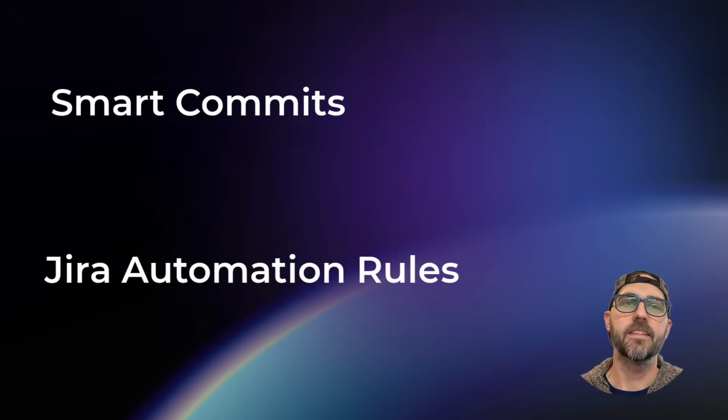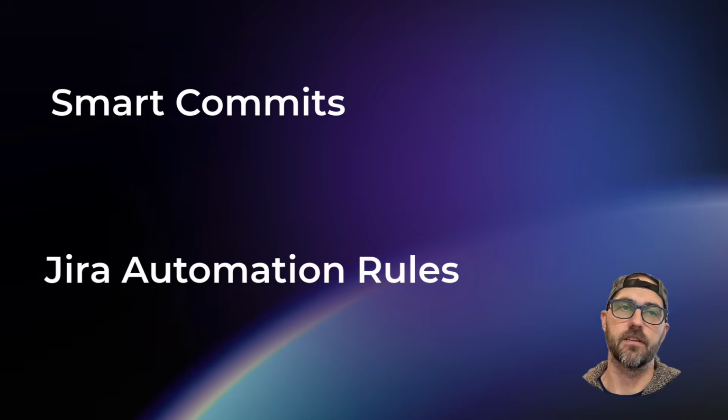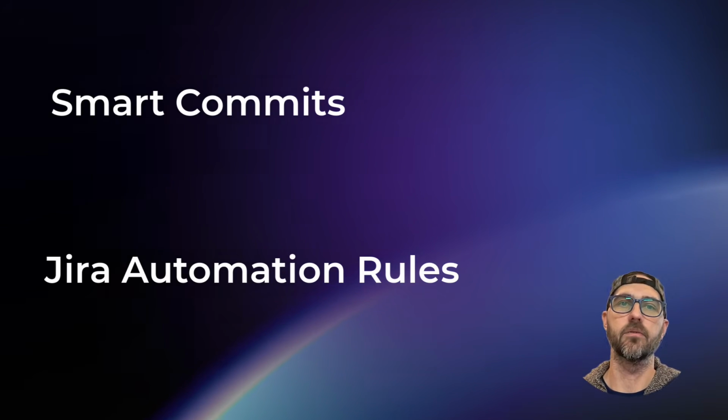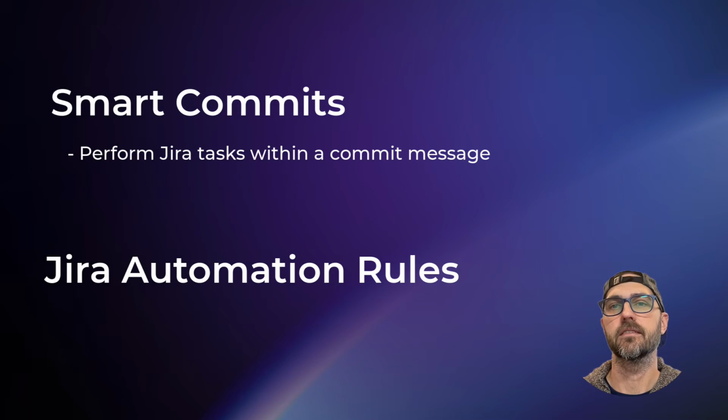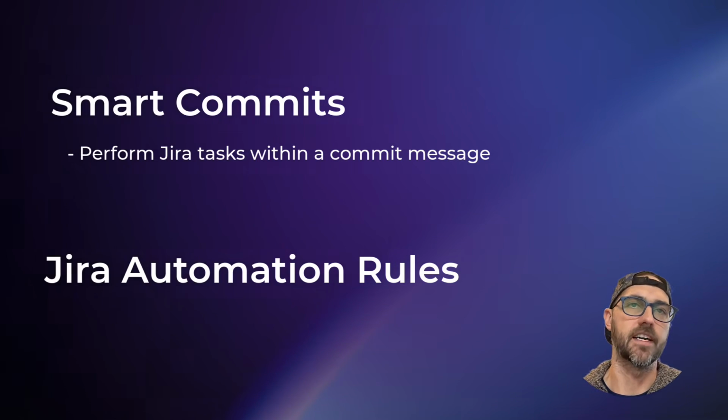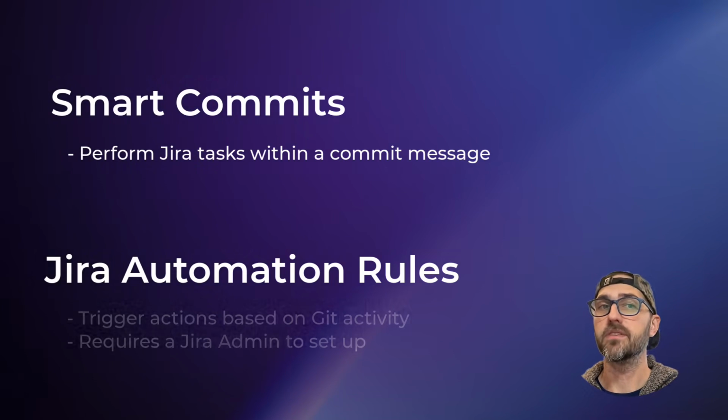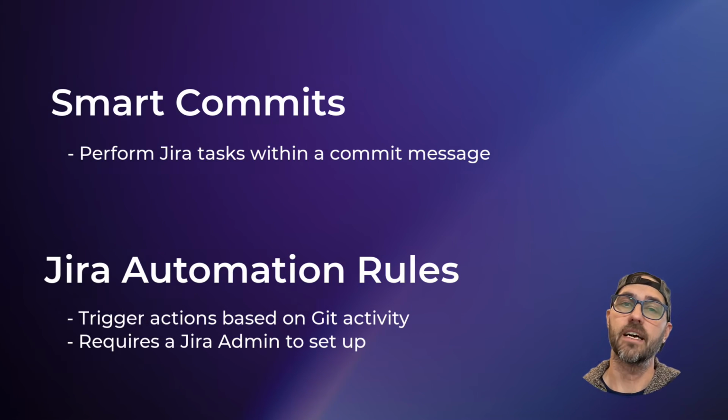All right, to automate these issue updates, you have two options. Smart commits can be done on your own while making a commit, but they offer a more limited set of use cases, such as updating an issue status or logging time. Automation rules cover more use cases and are more flexible, but these require help from a Jira admin to get set up.